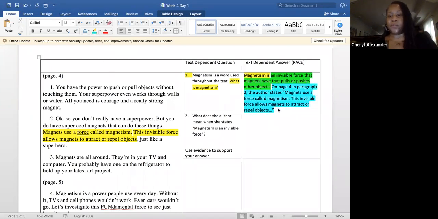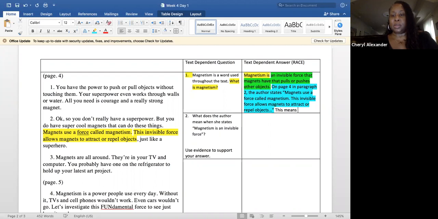Now, what's the fourth part of RACE? We've got restating the question in answer form. We've got our answer. We've got citing evidence from the text. What's that last part? Explain. So now I've got to explain what all of this means. And really, I'm just going to almost restate my answer.